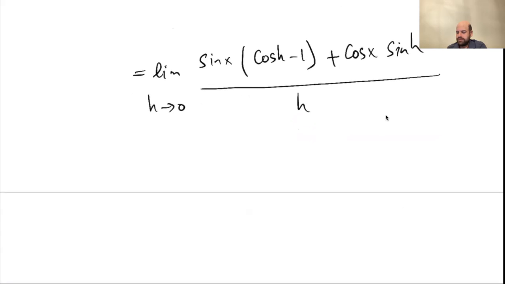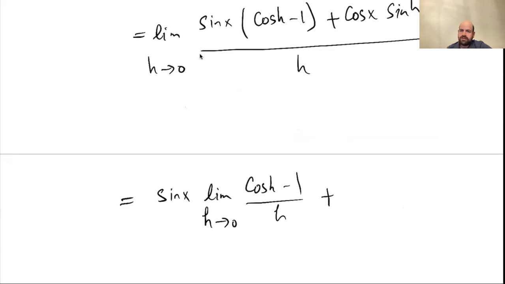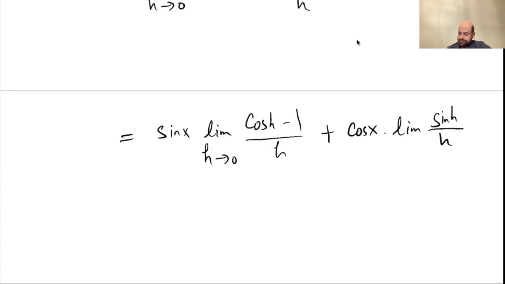So this one I can write it as, see, the limit is over h. So sine x can be taken out because there is no h in sine x. It can be taken out of the limit. So sine x times limit cos h minus 1 divided by h, h approaches to 0. Plus, again, similarly, cos x can be taken out from the second term. So cos x times limit sine h over h, as h approaches to 0.